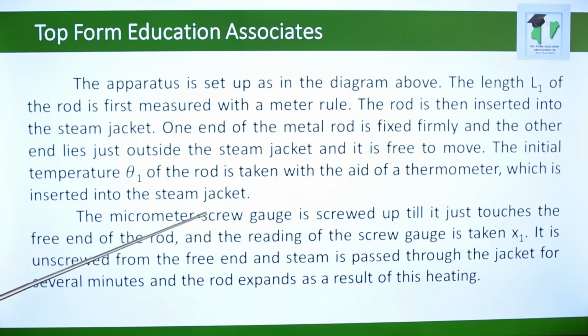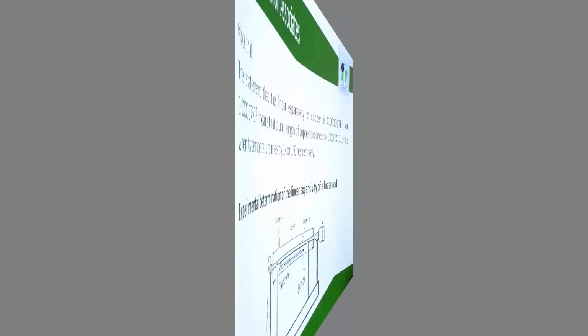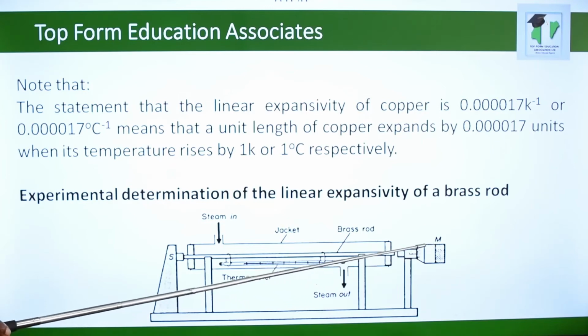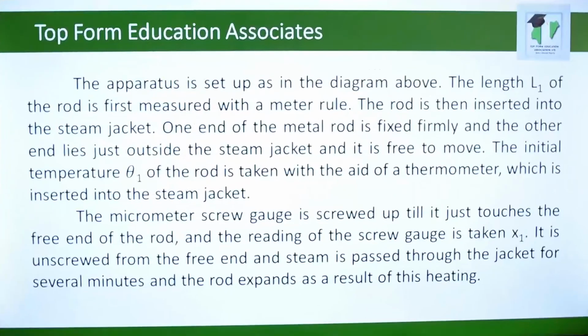The micrometer screw gauge is screwed up till it just touches the free end of the rod. Here is the free end of this rod, and here is the fixed end. This is the micrometer screw gauge. It is screwed so as to touch the free end of the rod, and the reading of the screw gauge is taken as X1.